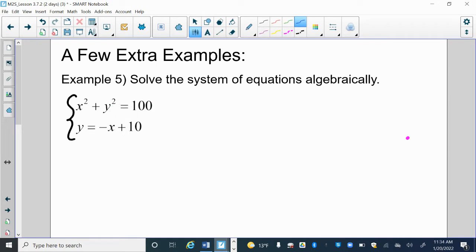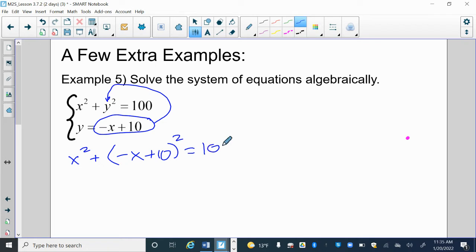So write down x squared plus y squared equals 100, y equals negative x plus 10. And let's solve this. So we use substitution. Let's take negative x plus 10 and put that in for y in the other equation. So then we'd have x squared plus parentheses negative x plus 10 squared equals 100. And then, got a lot of algebra. So the x squared plus negative x plus 10 times negative x plus 10 equals 100.